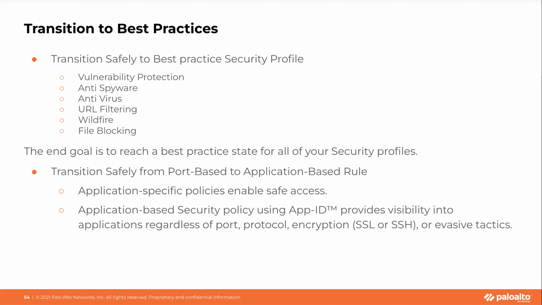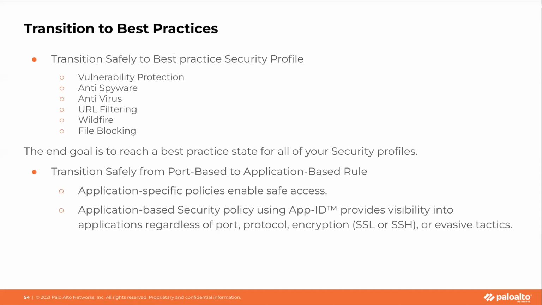So the end goal is to reach a best practice state for all of your security profiles. However, to ensure the availability of the business critical applications, it may not be feasible to implement a full best practice security profile configuration from the start. In most cases, you can safely block some signature files, types, or protocols while alerting on the others until you gain the information and confidence to finish a safe transition to the best practices.